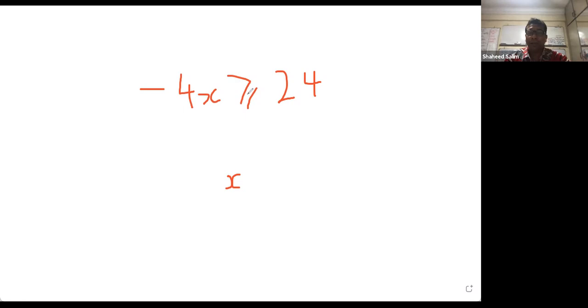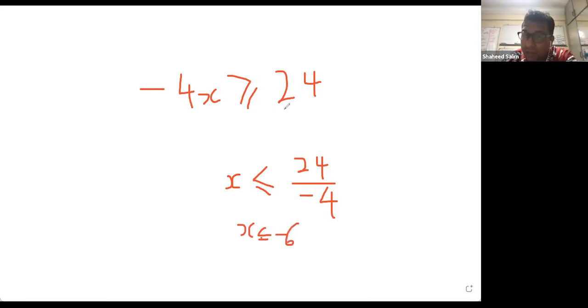Come on, Ryan, imagine now this is equal. So how to do this one? You take 24, divide by a negative number. Remember, when you divide by a negative number, you do the opposite. The sign must go opposite. Remember or not? That's why I want to give this one. So what is it? Smaller than or equal to -6. Remember that when you divide or times by a negative number.